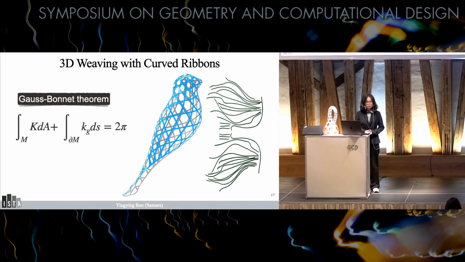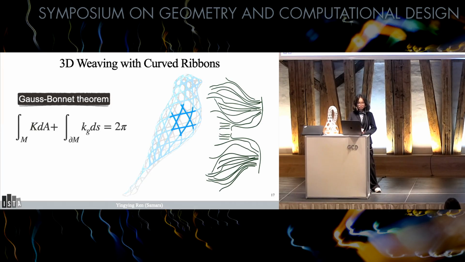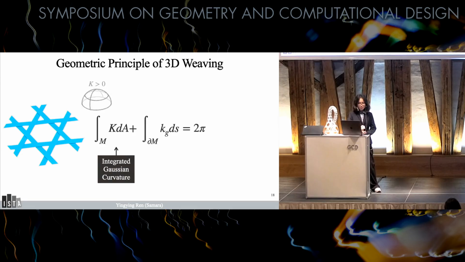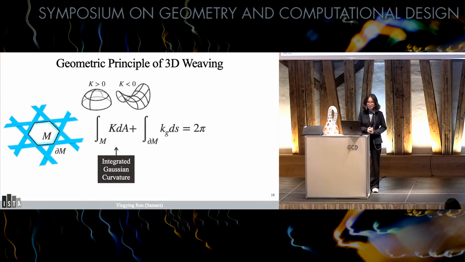The geometric principle of weaving can be nicely explained by the Gauss-Bonnet theorem. To understand how to apply this equation for 3D weaving, we'll focus on the unit cell in this pattern. The variable M in the equation is the surface domain. In our case, the boundary of M is this hexagon. And the first term in the equation is the integral of the Gaussian curvature over the surface domain. The Gaussian curvature is an intrinsic property of the surface.